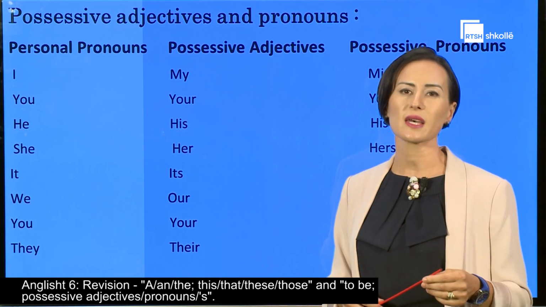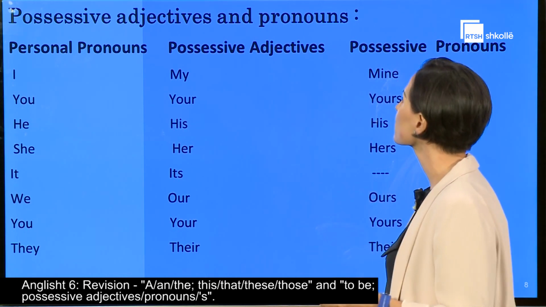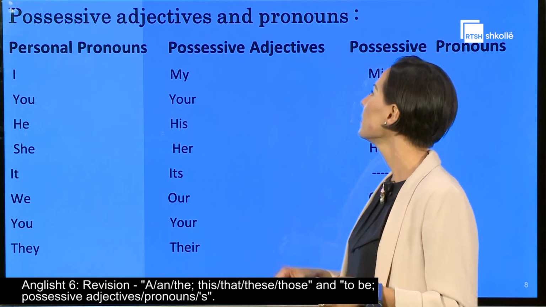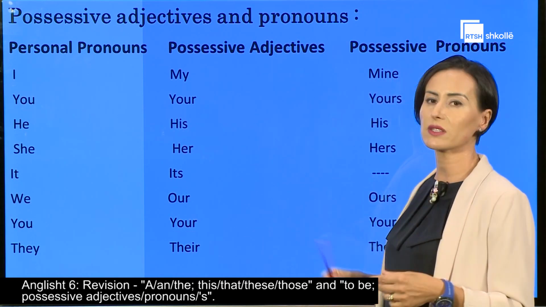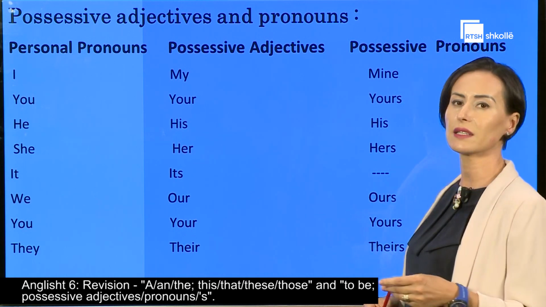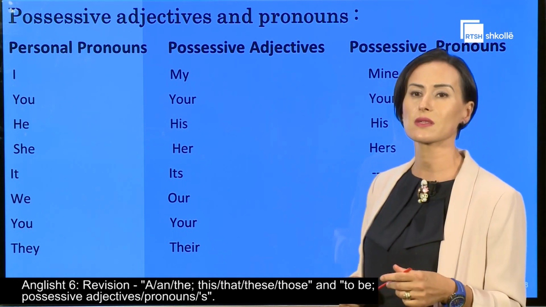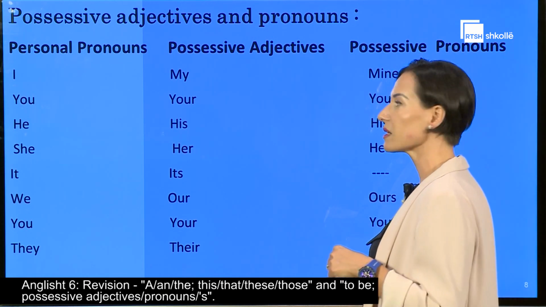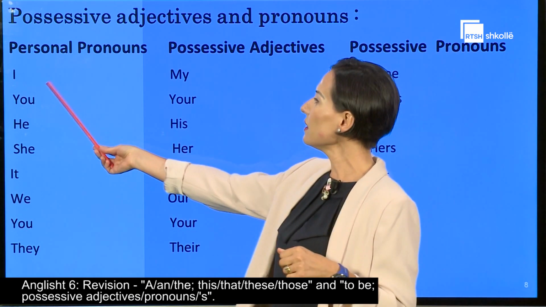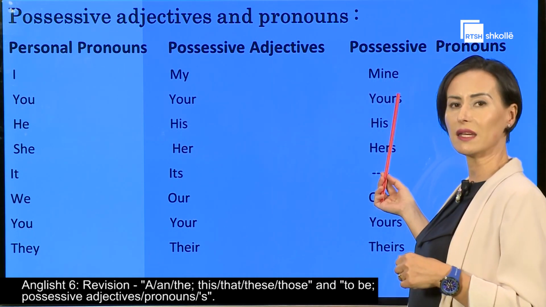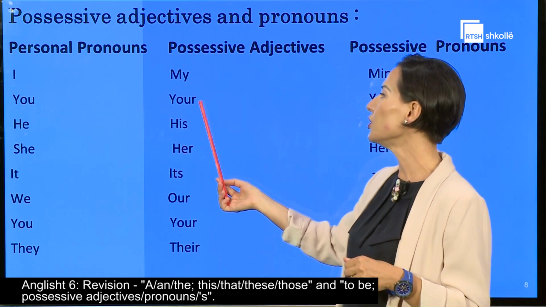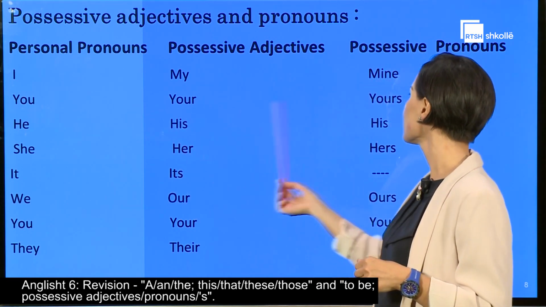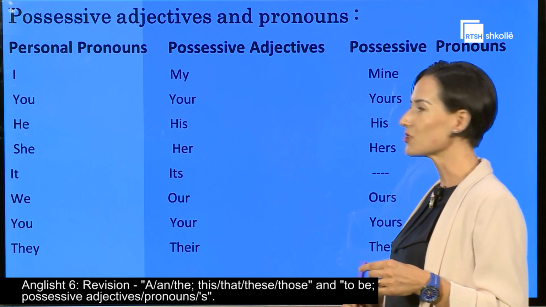Let's go on with the possessive adjectives and pronouns. Here there are listed the personal pronouns. Here we have the possessive adjectives, and here in the last list I have listed the possessive pronouns. Follow me and try to repeat after me. I, my, mine. You, your, yours. He, his, his. It doesn't change.